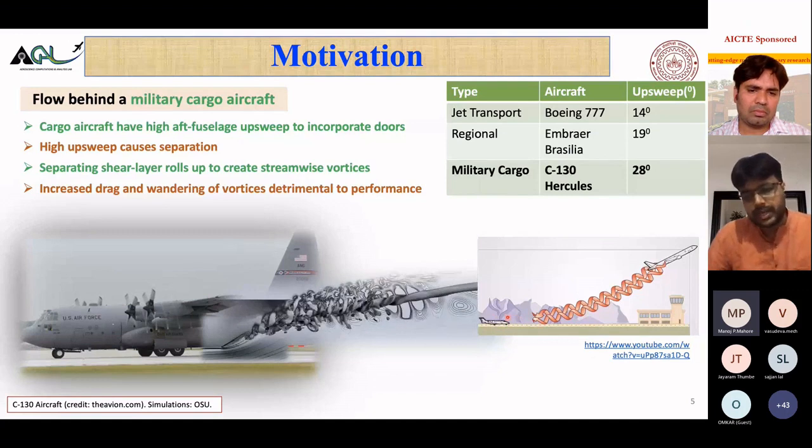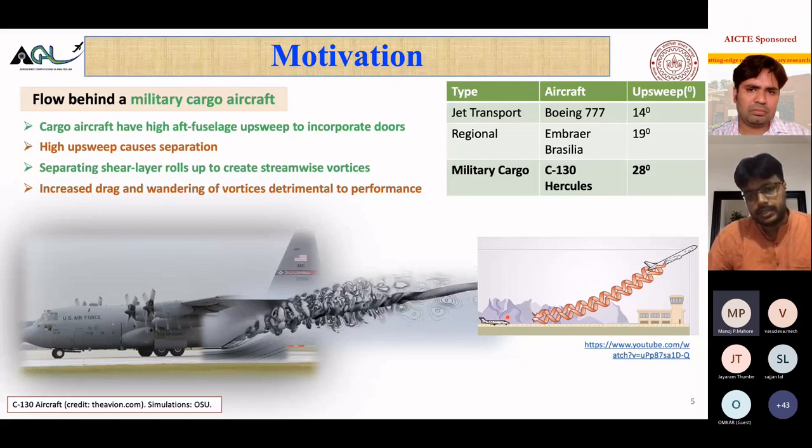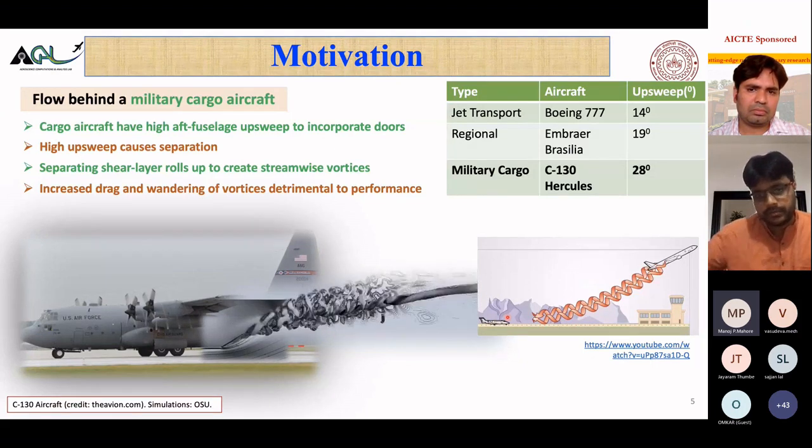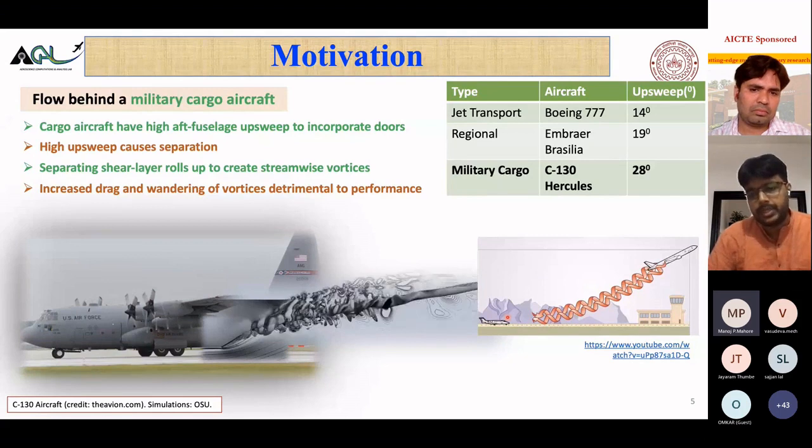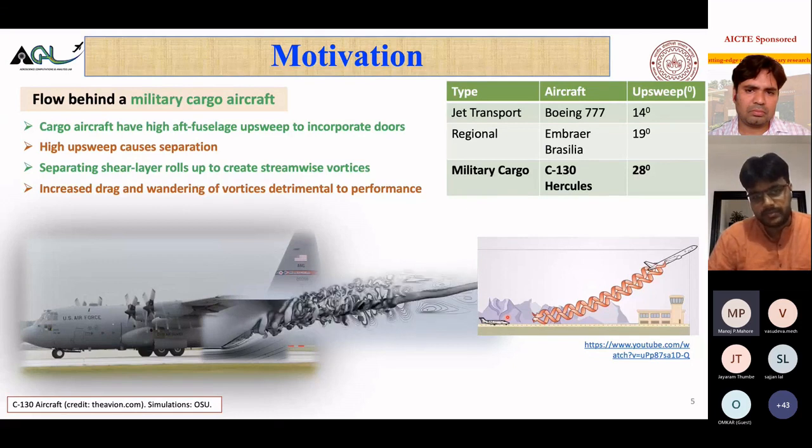Because of this reason, suppose you have a lot of this kind of aircraft in the airport, you have to make sure that one aircraft has taken off sufficiently ahead in time, so that other aircraft do not get trapped into their trailing vortices. So these are the kind of problems that you have when you have these after body vortices, or for that matter, even the wing tip vortices.